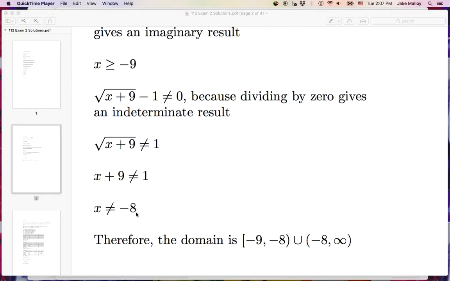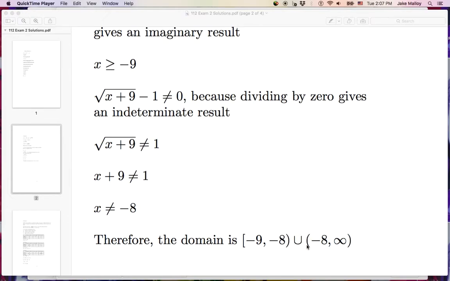Okay, so the lowest value that we can put in was negative 9, because x has to be greater than or equal to negative 9. So it can be equal to negative 9. That's why we use the square bracket. Then we can have anything from negative 9 up to negative 8, but we can't have negative 8, so we're going to take that out.